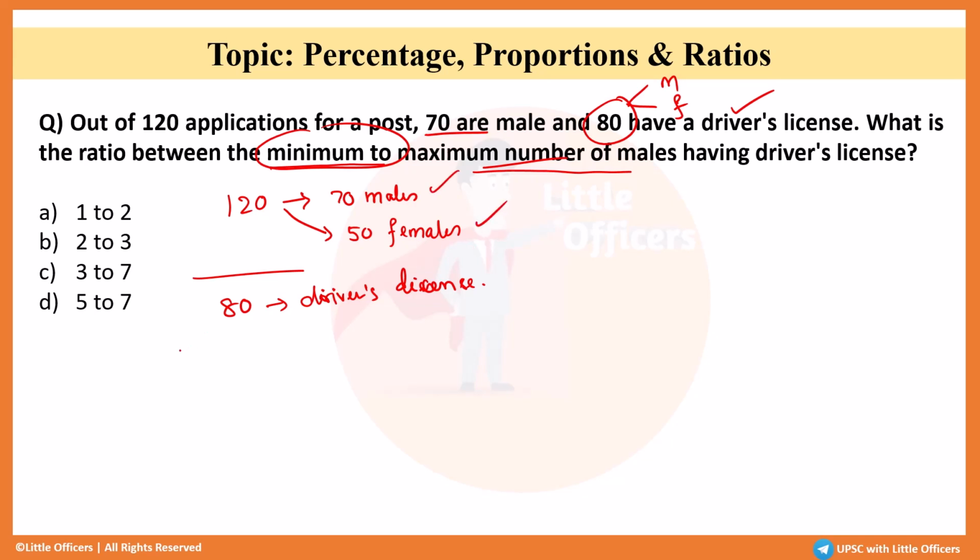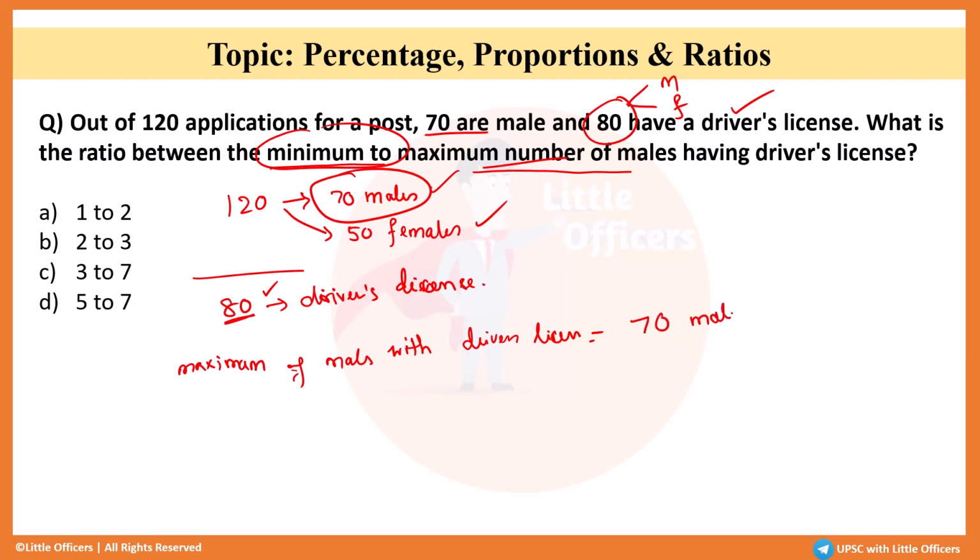ठीक है, let's take. See, अगर maximum number चाहिए, maximum number of males with driver's license, तो कितना मिलेगा? जो 80 है उसमें से 70 की 70 males if they have driver's license, that's when we will be having maximum number. So out of this 80, 70 males are having driver's license and remaining 10 will be females. This is the case when you will have maximum number of males with driver's license, DL, right?